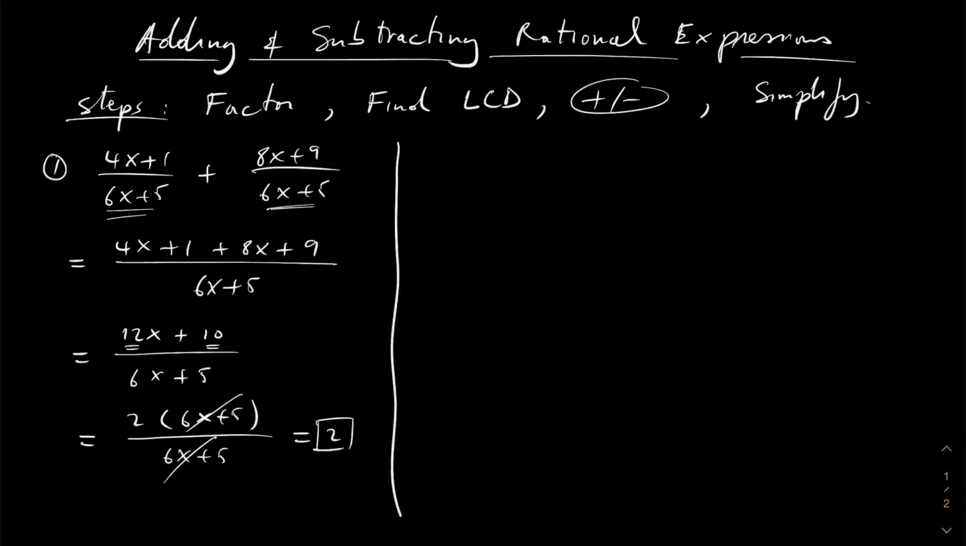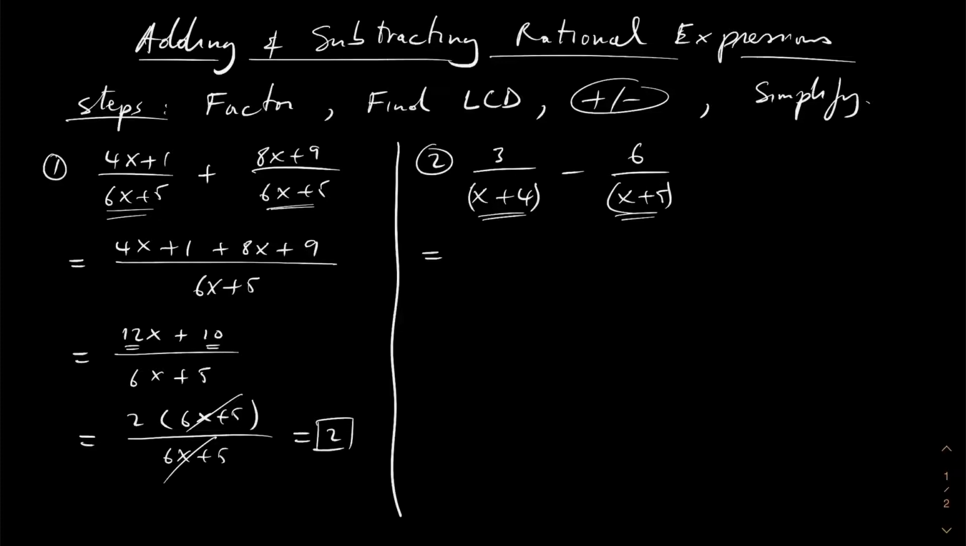Let's look at another one, and let's do a subtraction this time. 3 divided by (x + 4) minus 6 divided by (x + 5). Again, the first step here is already done because these denominators cannot be factored any further. But the second step is to find the least common denominator. You can see here that they have different denominators. And so the least common denominator is at least going to include all the different factors that you can find in the denominator from both fractions.